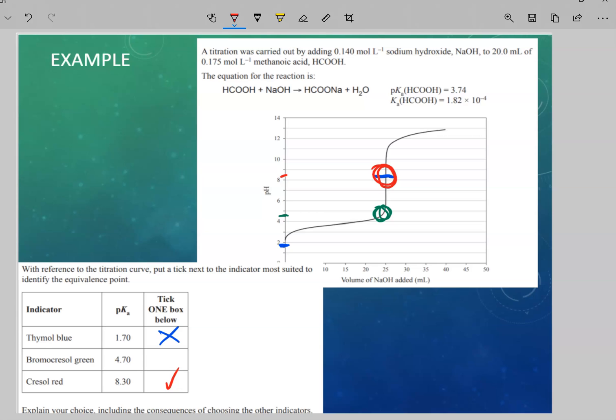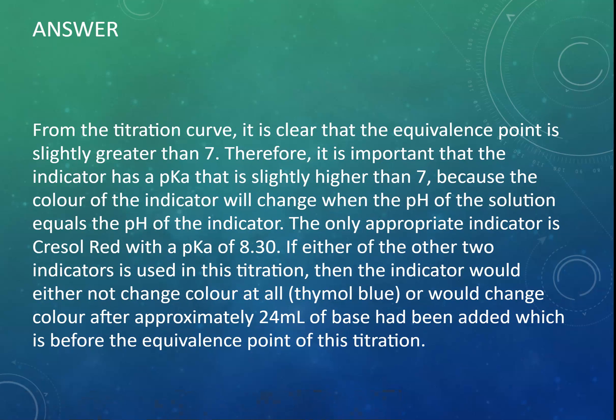Now how do we go about answering this question, which says explain your choice, including the consequences of choosing the other indicators? So let's have a quick look at that. Well, this is how I would answer it. I'd start by talking about from the titration curve, it's clear that the equivalence point is going to be slightly greater than 7. So it's important that the indicator has a pKa that's slightly greater than 7, because the colour of the indicator will change when the pH of the solution is equal to the pKa of the indicator.